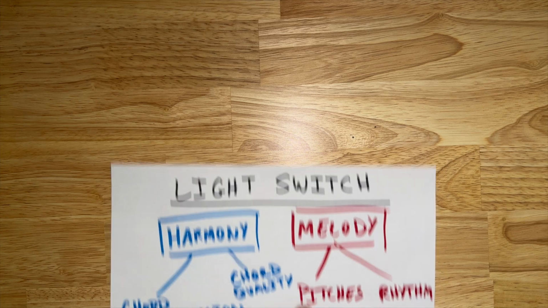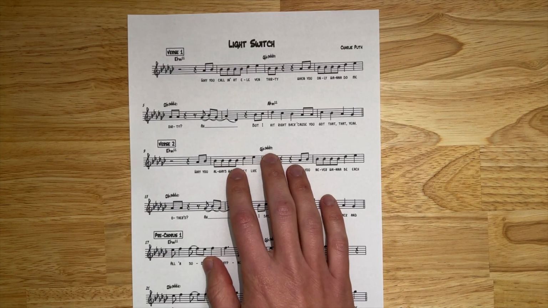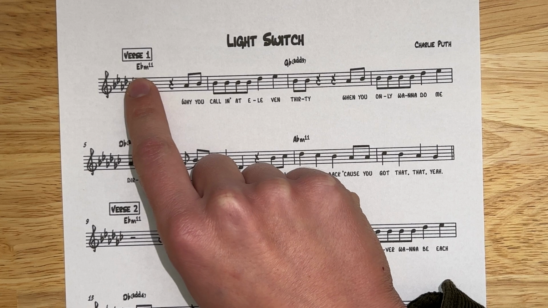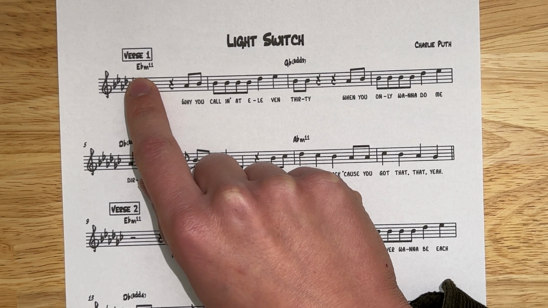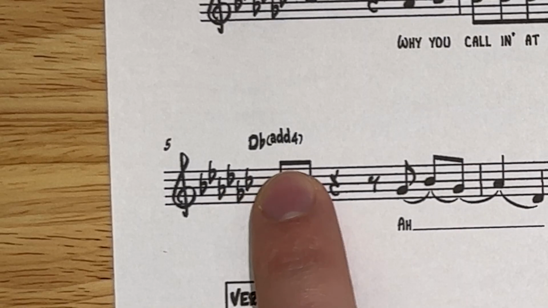All right. So we talked about chord progression. Let's move on to chord quality. If you take a closer look at the chords in Light Switch, you'll see that Charlie doesn't just use regular minor chords and major chords. Here's an E flat minor 11. Here's G flat add 9. D flat add 4.